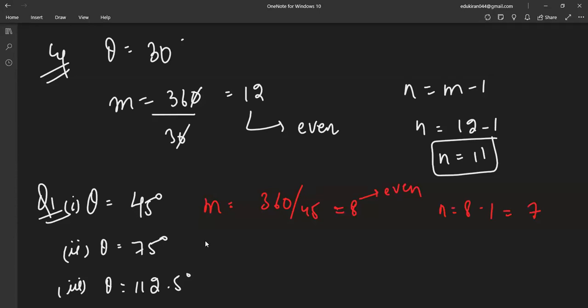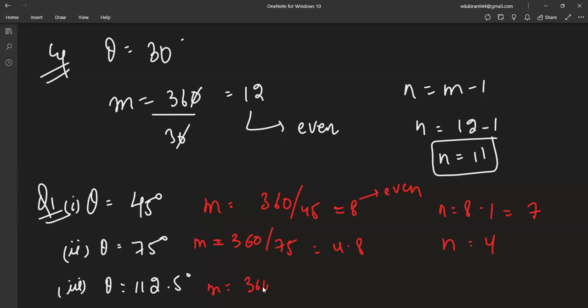Suppose you're getting 75. So m will be 360 degree divided by 75. So this will be 4.8. Now 4.8 is in fraction. The nearest even integer you will take. If you round it off to a greater one, that will become 5. The lesser one rounded off would be 4. So this is 4.